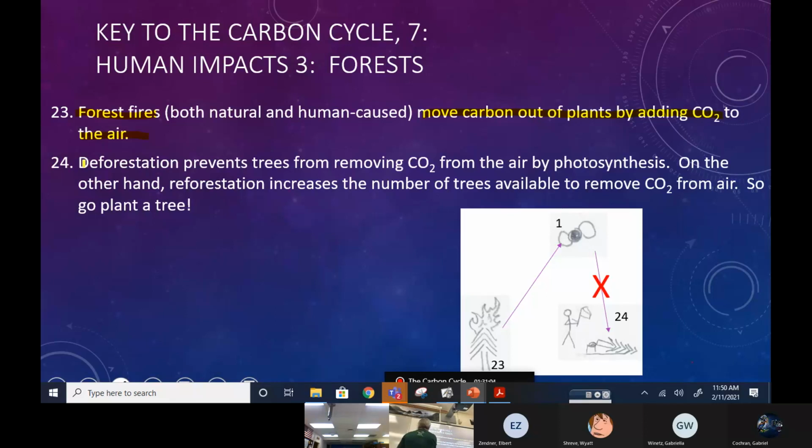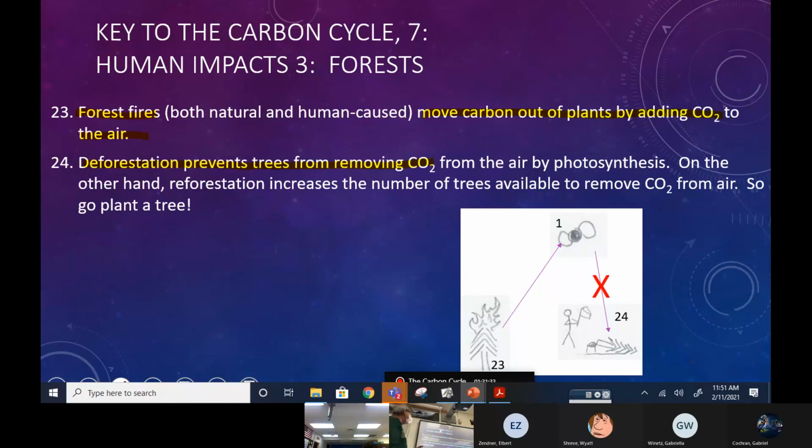Finally, we have deforestation. And once you chop down a tree, it can no longer remove carbon from the air. And that's why that arrow is crossed out. So trees are able to remove carbon from the air for us, but only when they're alive. So you chop it down, it stops absorbing CO2. Photosynthesis ends. The tree dies.